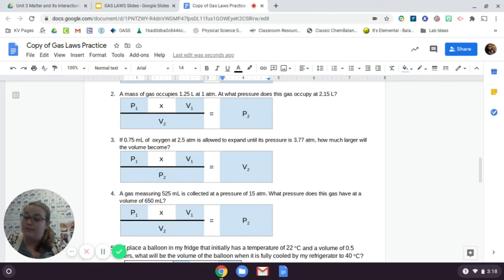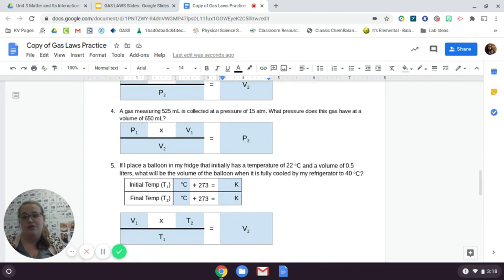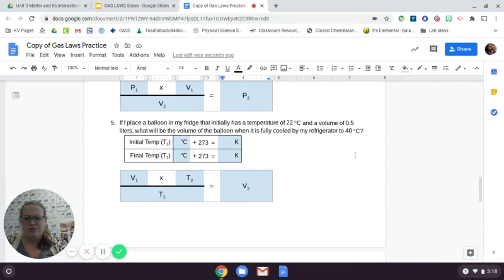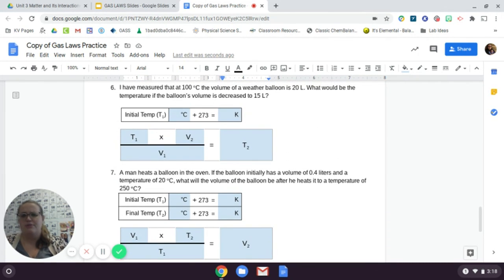If you need to change a temperature to Kelvin, I've included those boxes for you, like on number 5. You have to change your initial and your final temperature. On one of them, you only have to change your initial temperature. So that would be number 6.